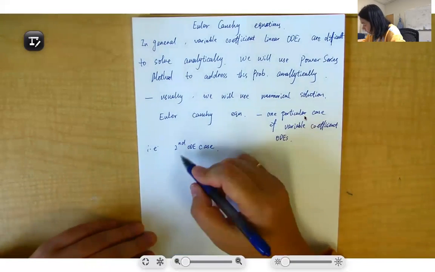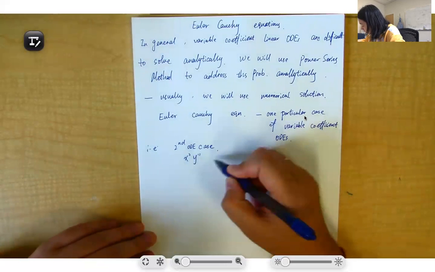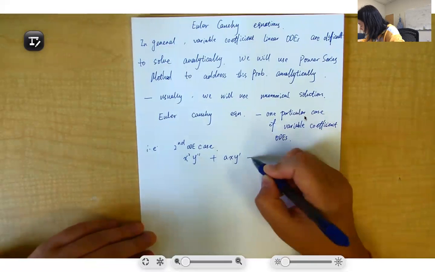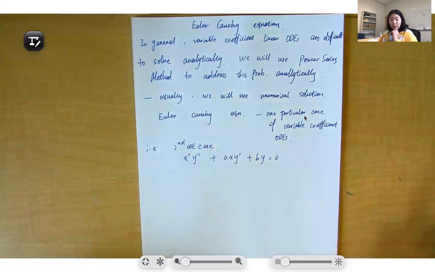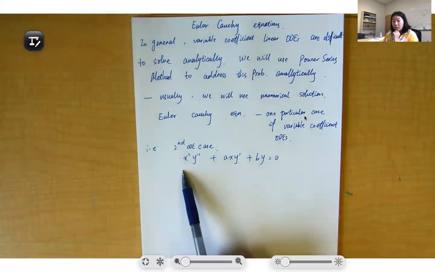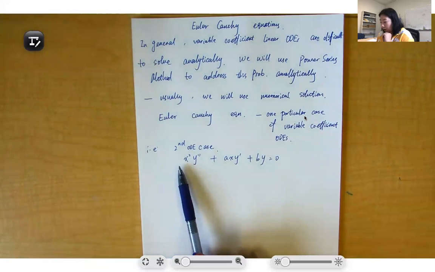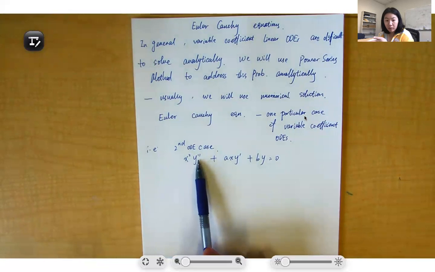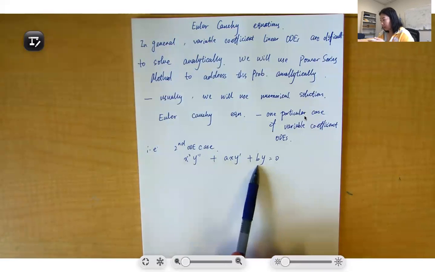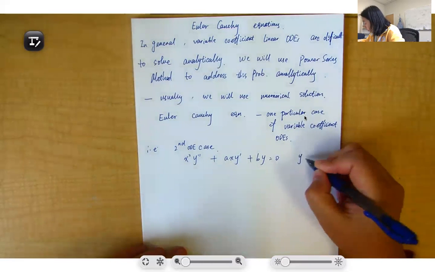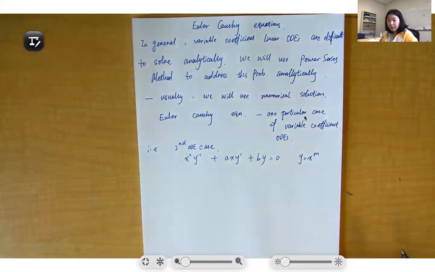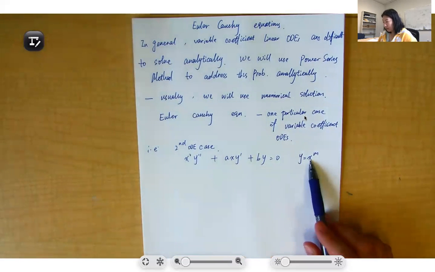So the Euler Cauchy equation looks like this: x squared y double prime plus a x y prime plus b y equals 0. So you can see the coefficients are not constant anymore. They are functions of x, the independent variable. And as the power of x is the same as the order of the derivative of y in the differential equation, this is called the Euler Cauchy equation. And usually the solution form looks like x to the m. So it's a power of x.